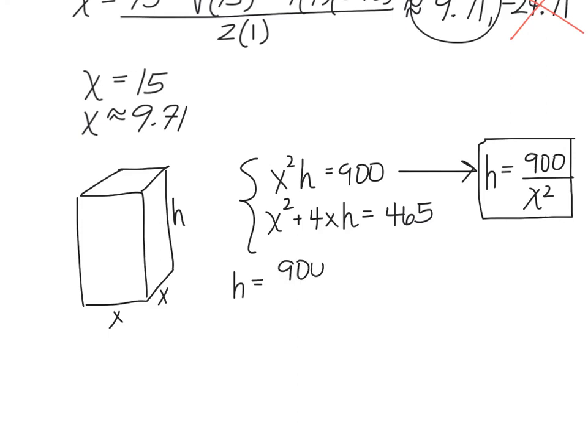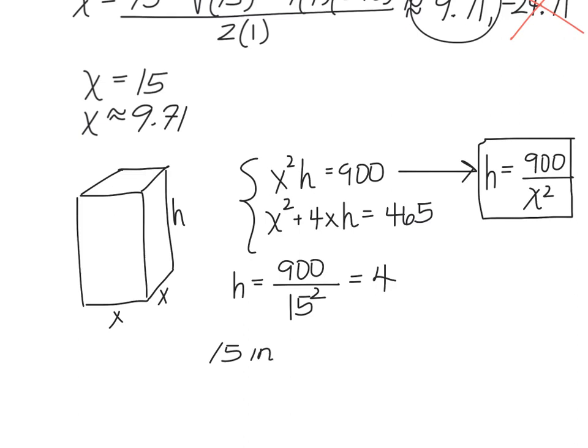So h will equal 900 divided by 15 squared. So right now I'm substituting in an x value of 15, and that's going to give me a height of 4. So that means I have dimensions of 15, and you'll have to look back at your units. Remember that the volume was measured in 900 cubic inches and the surface area was 465 square inches. So these dimensions are going to be measured in inches.